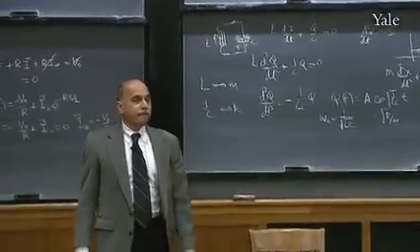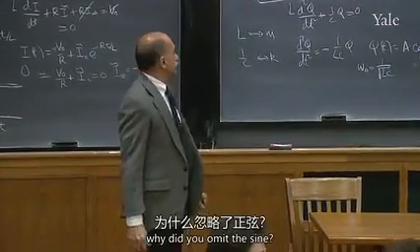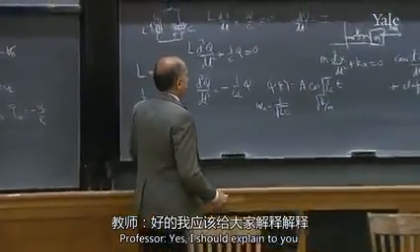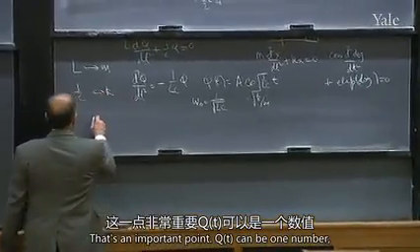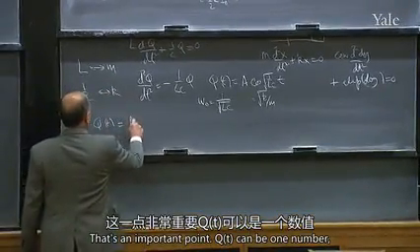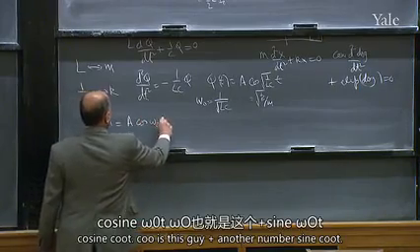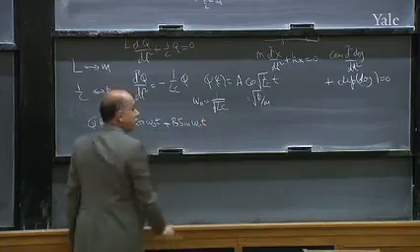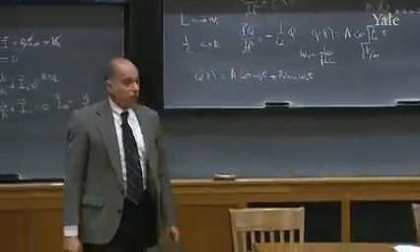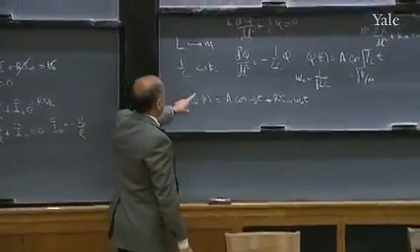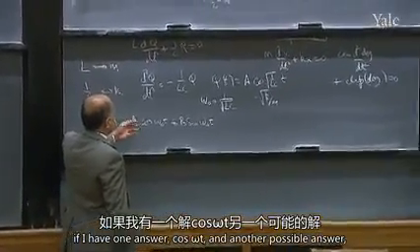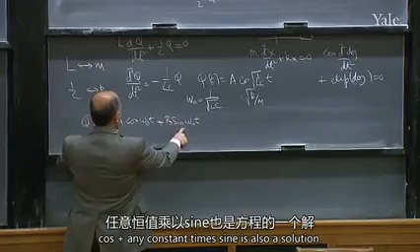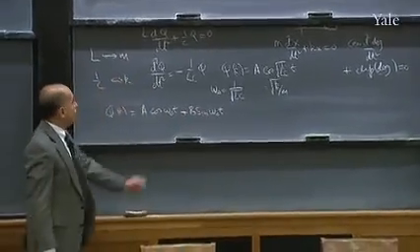Yep. When you solve the differential equation, why did you omit the sine? Ah, yes. So I should explain to you. That's an important point. So q of t can be one number times cosine omega 0 t, where omega 0 is this, plus another number times sine omega 0 t. And both are acceptable. And the property of this differential equation is, if I have one answer, cos omega t, and another possible answer, sine omega t, then any constant times cos plus any constant times sine is also a solution. You can verify that.